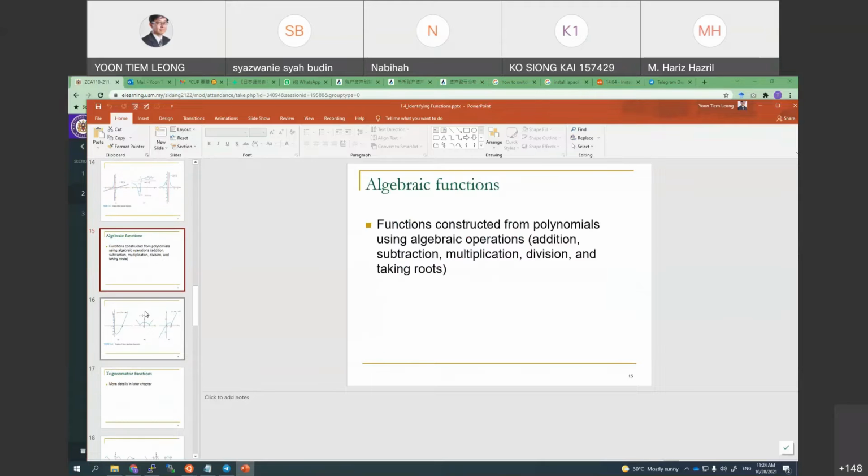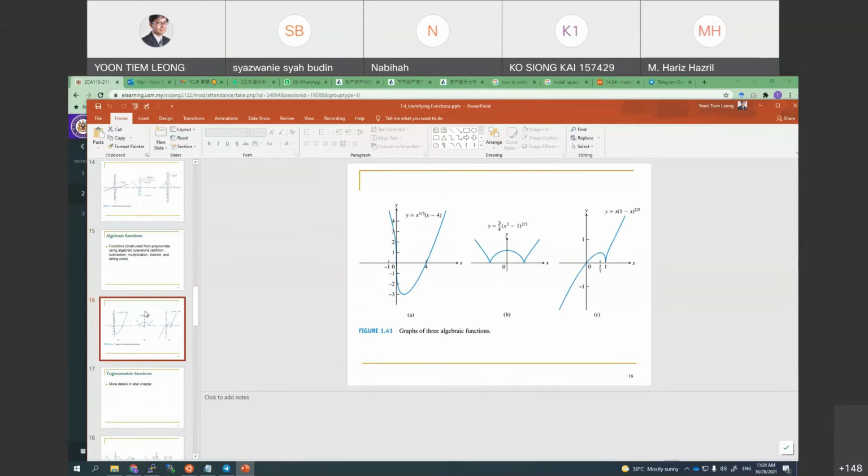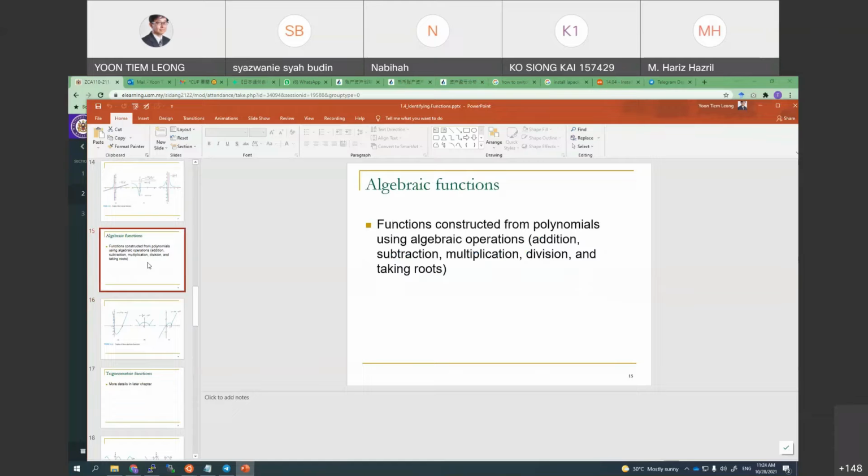Then a very general form of function we call algebraic functions. An algebraic function is obtained by performing algebraic operations on the polynomial functions.